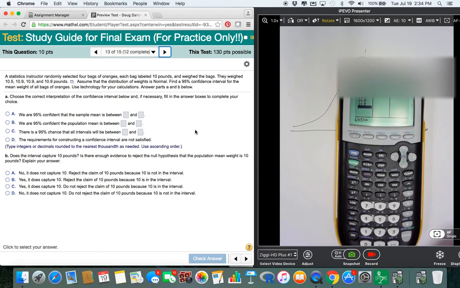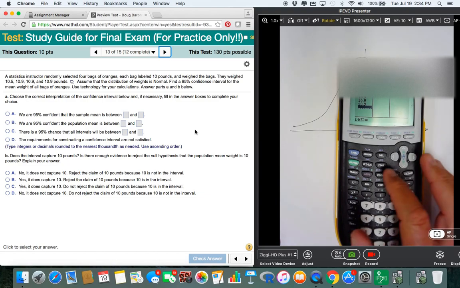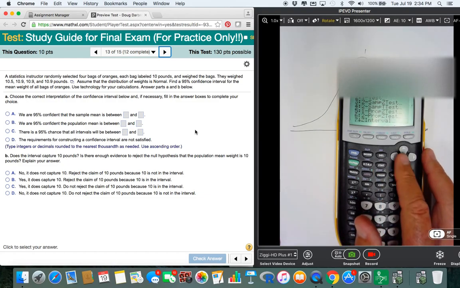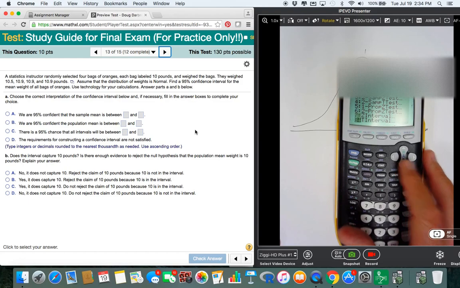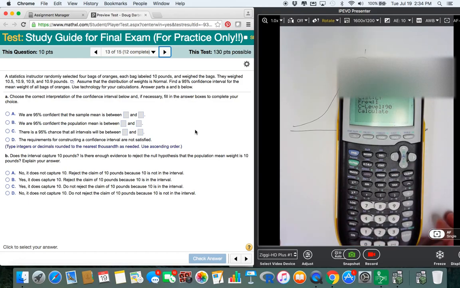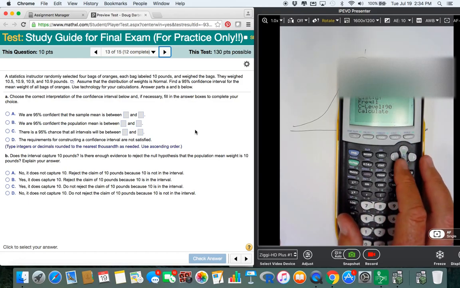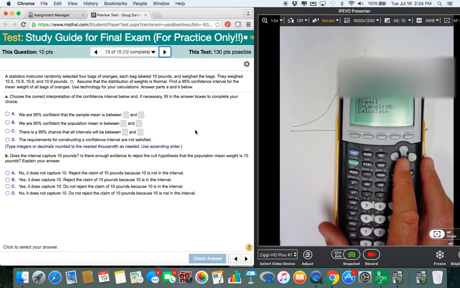Well, guys, here, the population standard deviation isn't known. So I know to get the interval, I'm going to have to use a t-interval. If the population standard deviation was known, use a z-interval. Otherwise, use a t-interval. I have my data stored in L1, and I want a 95% confidence interval.